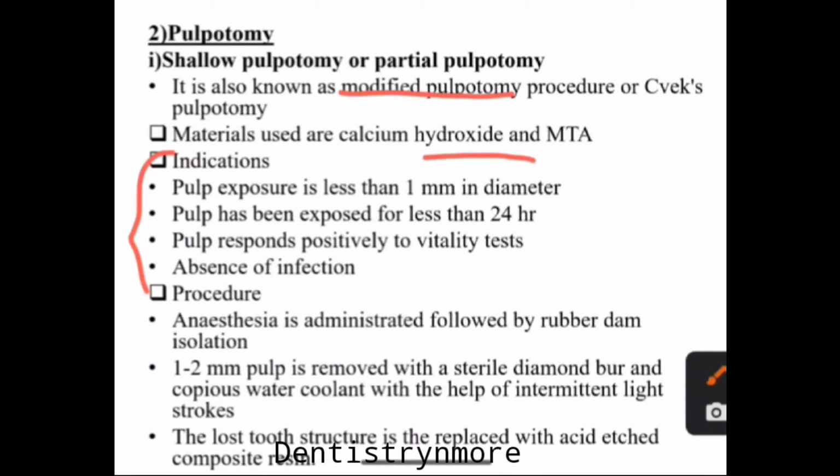And the procedure includes anesthesia administered first, followed by rubber dam isolation. 1 to 2 mm of pulp is removed with a sterile diamond burr and copious water coolant with the help of intermittent light strokes. The lost tooth structure is replaced with acid etched composite resin.